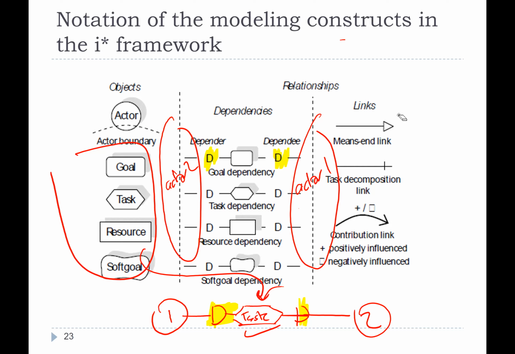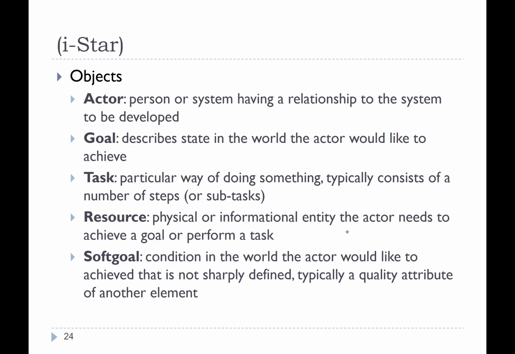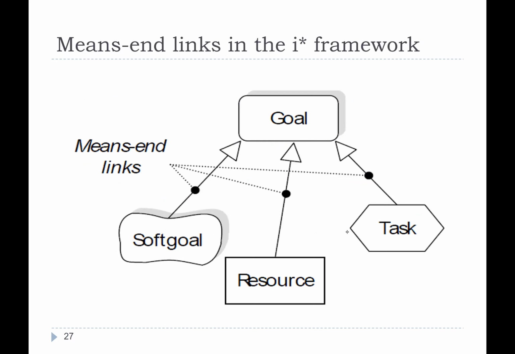With the links, we have 3 different types. The first is called means to an end. The second one is task decomposition, and the last is a contribution link. Ignore the fact that it shows a little box, it's actually a negative sign. So we have two types of contribution links: a positive one and a negative one. Actually, we'll begin first with those links. Again, all of this I explained a moment ago.